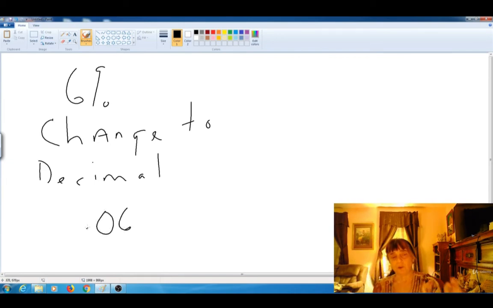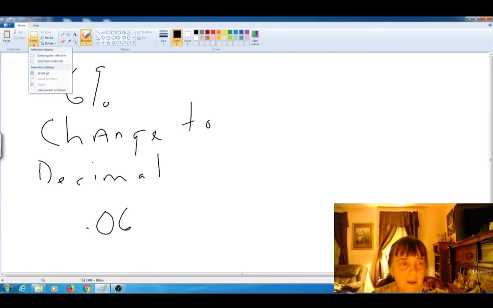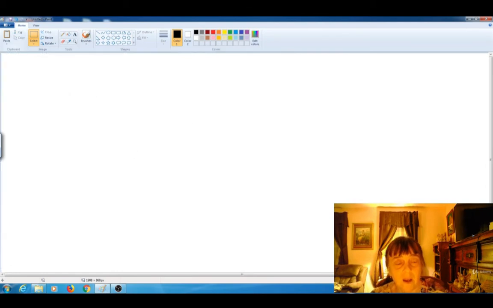Okay, so if you're ever working a simple interest problem or a percent problem, and you have to change that percent to a decimal, if you don't, you're going to get it wrong. So you have to be able to change percents to decimals. Okay, let's start another problem with percents.